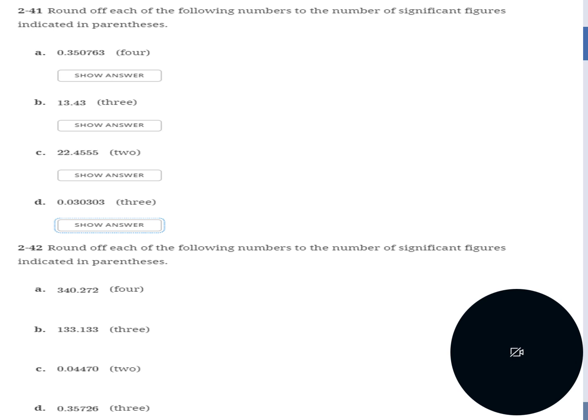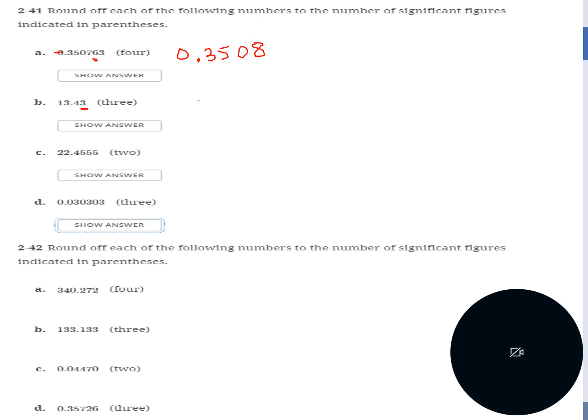A little bit of practice rounding with a certain number of significant figures. So we want 4 significant figures, so remember that leading 0 doesn't count. Look to the 5th digit. It's big enough to make us want to round up. So our answer would be 0.3508.